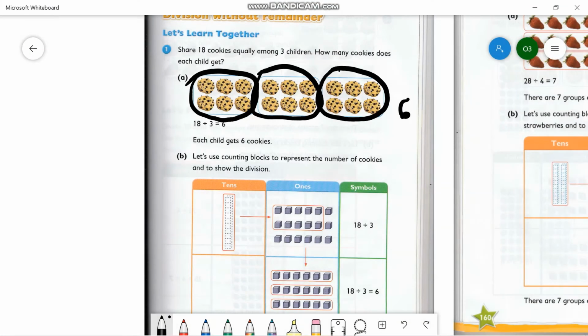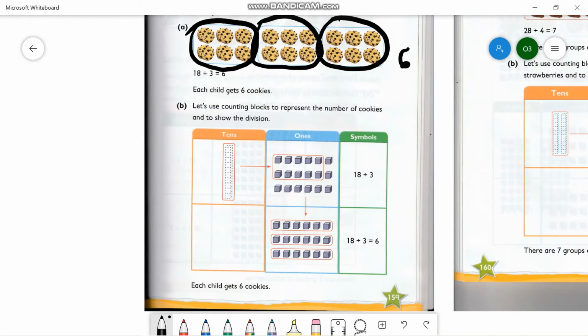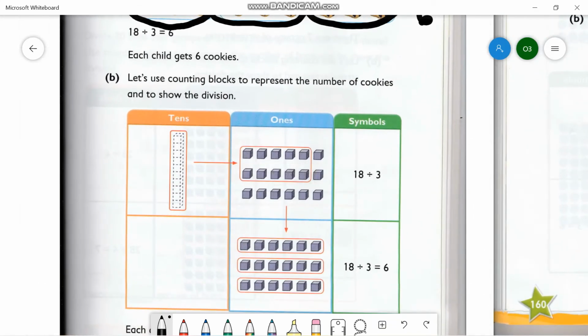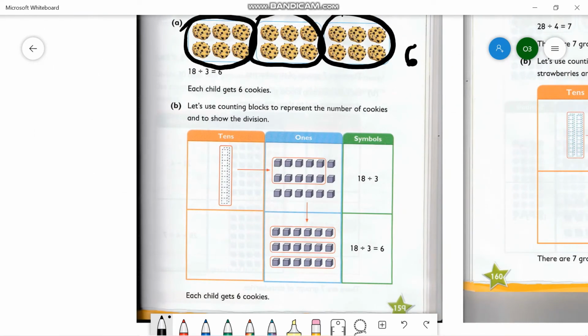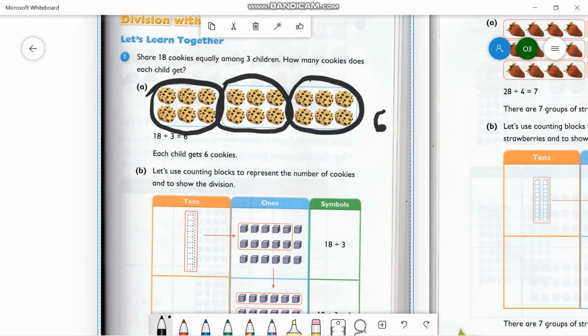So letter B, we're going to use counting blocks to represent the number of cookies. In 18, there is 1 ten. So we have to break that 10 into ones. You will see here that the 10 is broken into 10 ones. So 10, 11, 12, 13, 14, 15, 16, 17, 18. Then you have to divide these 18 ones into 3 groups. Each group has 6 blocks. So it's the same as letter A, only that in letter B, we use counters or blocks.